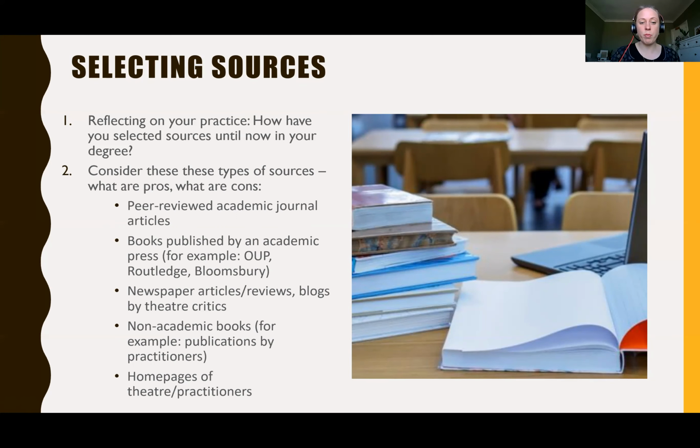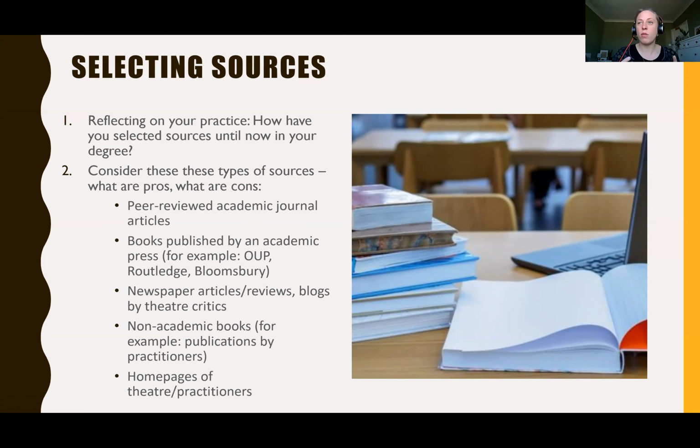Then you might encounter books that are published by academic presses. So those might be things like the Oxford University Press, various other types of university presses, publishers like Routledge or Bloomsbury, and there are others as well. You might come across newspaper articles and reviews or blogs by theatre critics. You might come across non-academic books, so books that are not published necessarily by academic presses, or that are published by academic presses but are not written by academics.